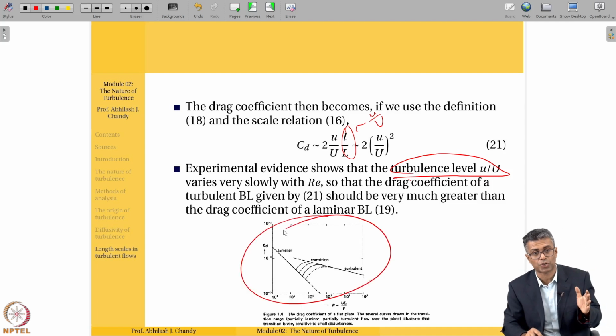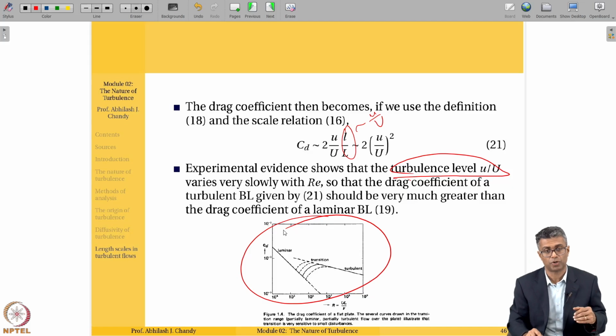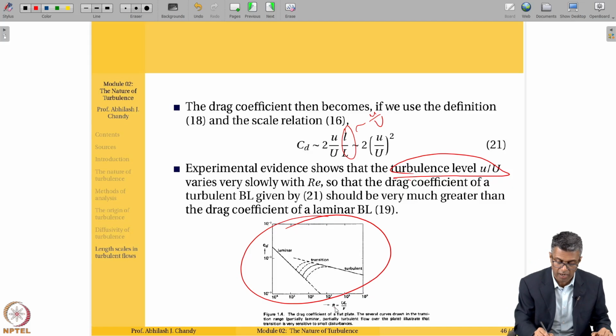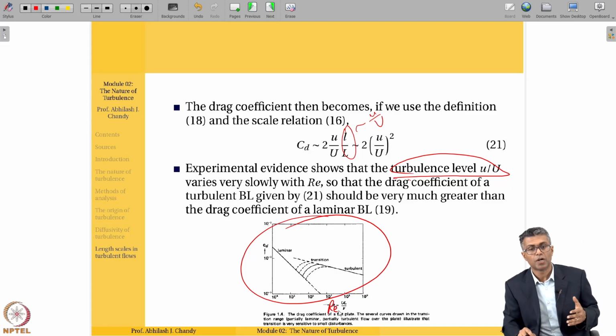I have the drag coefficient on the y-axis and I have Reynolds number on the x-axis. It is taken from Tennekes and Lumley's book. He uses a notation of R for Reynolds number, but we've been using it as Re. So Re is UL over nu, of course. And you see how the variation of drag coefficient is with laminar flow versus turbulent flow.